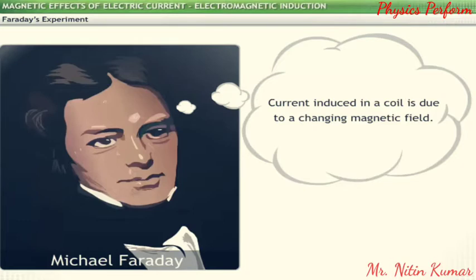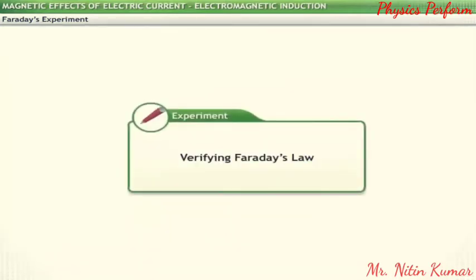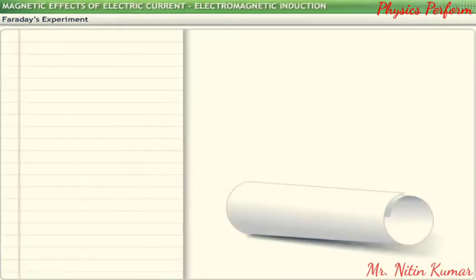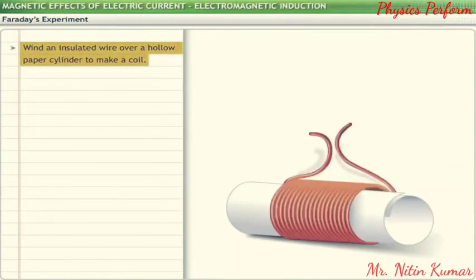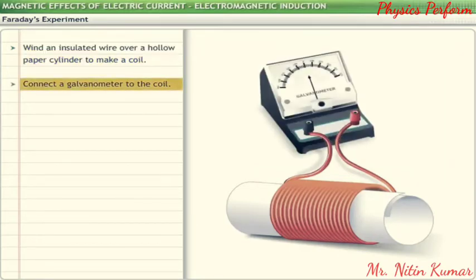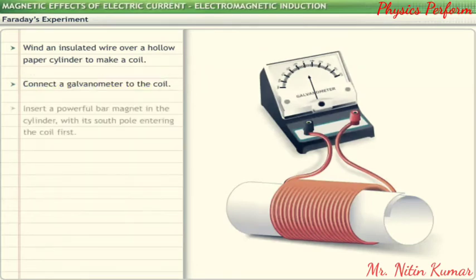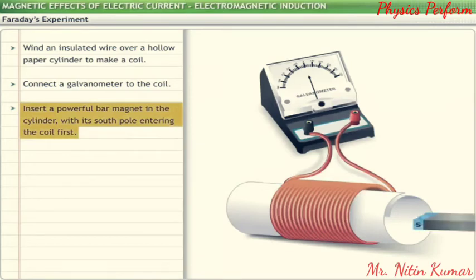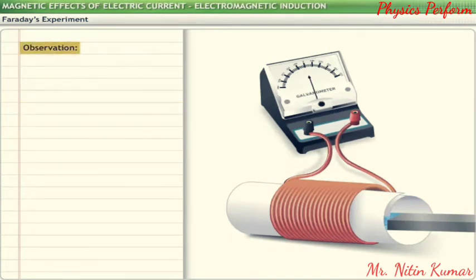To test this hypothesis, he conducted an experiment. You can observe this experiment to verify Faraday's law. To conduct Faraday's experiment, we will begin by winding an insulated wire over a hollow paper cylinder to make a coil. Next, we connect a galvanometer to the coil. Finally, we insert a powerful bar magnet in the cylinder with its south pole entering the coil first.